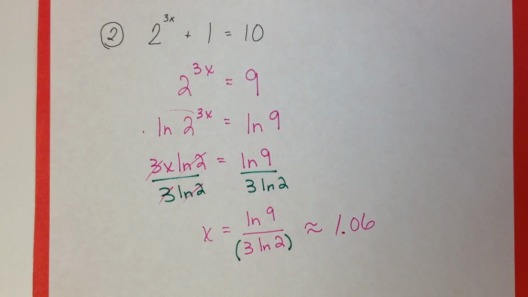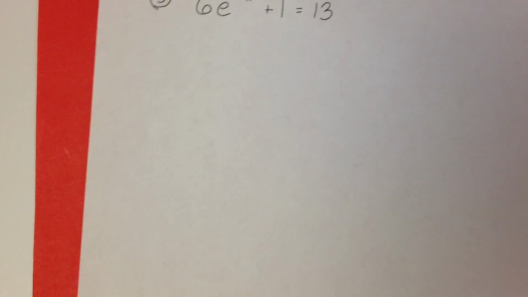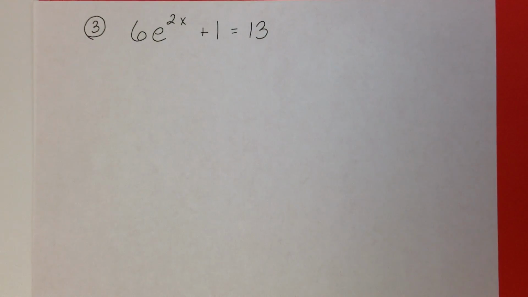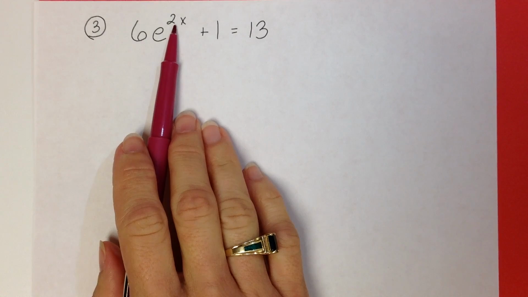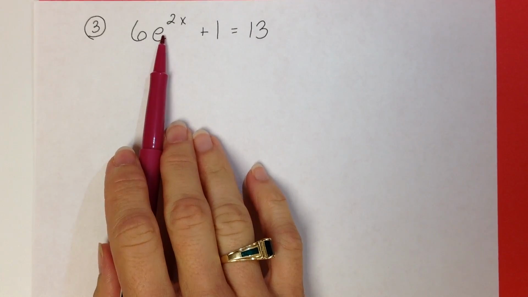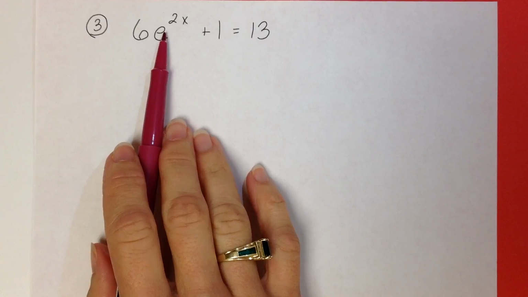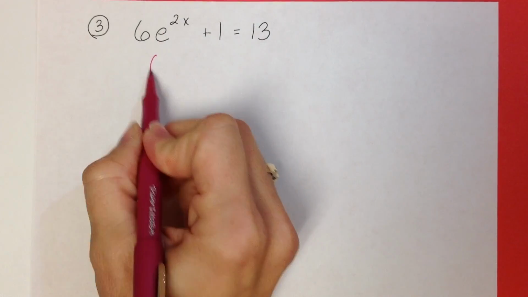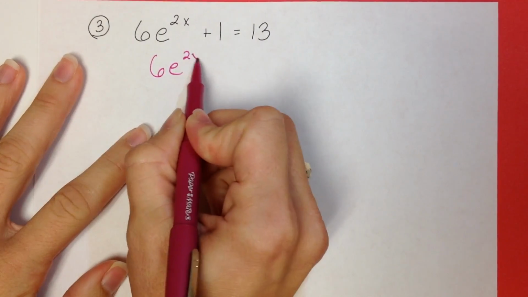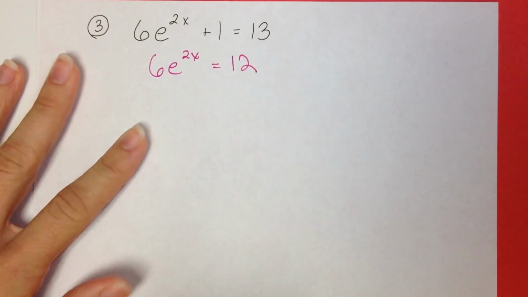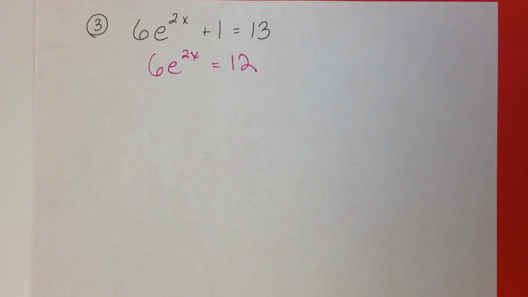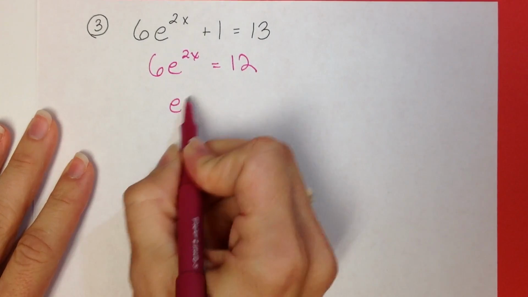Okay. Next one that we're going to look at. Alright, so my exponential that I have this time is the e to the 2x. So I need to work on getting this by itself. So first step to make that happen would be to subtract your 1. Okay, but I've got another step to go because I need to get rid of the 6, which would require that you divide both sides by 6.